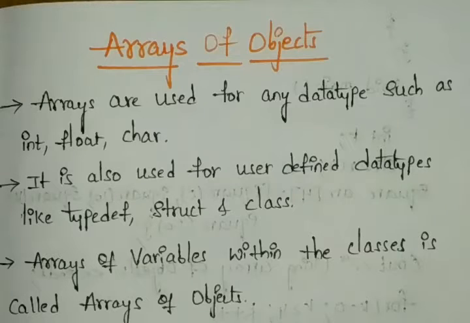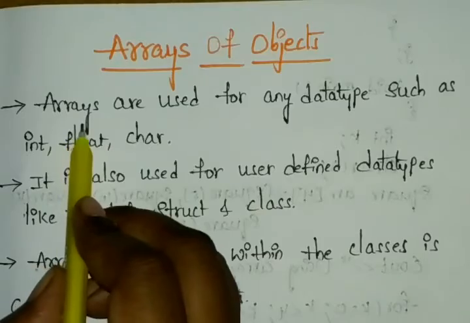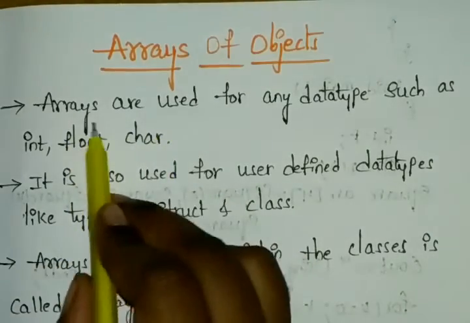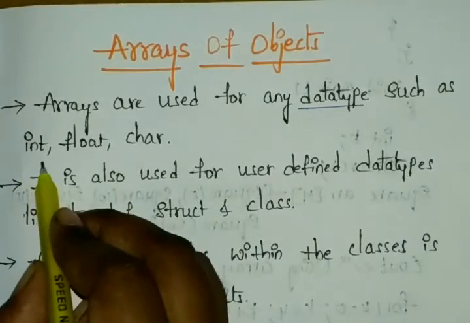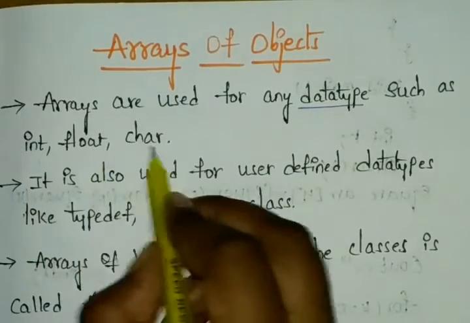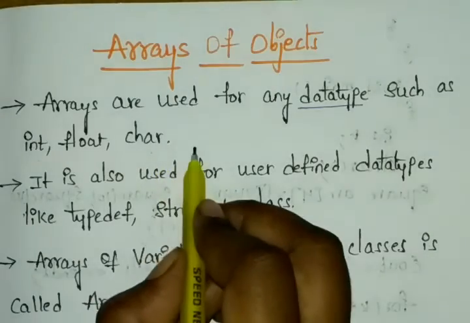So by using arrays we can also create objects. Let's see how we can do that. Arrays can be used for any data type, like the primitive data types: int, float, char, double, long double, anything you can choose, for example.